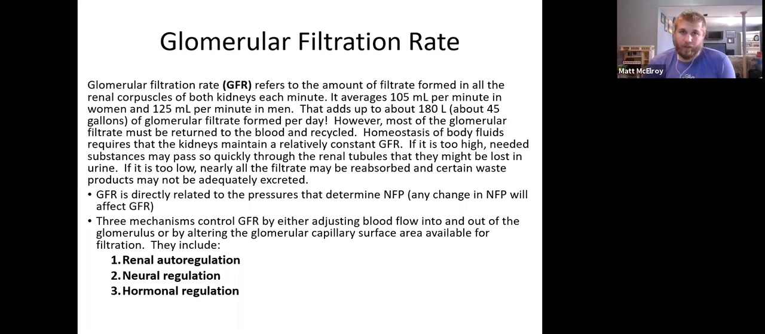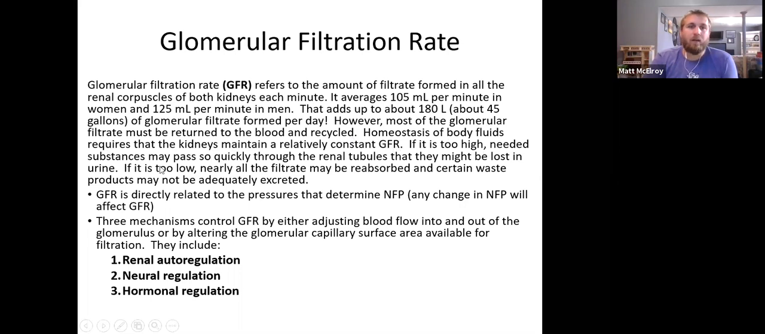That's insane. Obviously, we're not peeing nearly that much, so I say right away, most of the glomerular filtrate must be returned to the blood and recycled. If we were peeing out that much water, we would have to be drinking water all the time. Homeostasis of our body fluids requires that our kidneys maintain a relatively constant GFR.